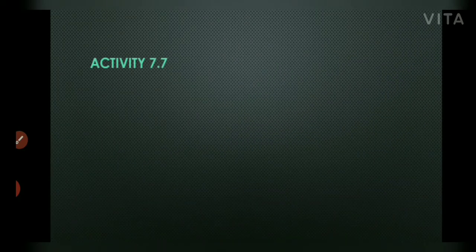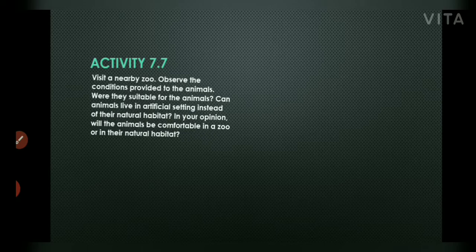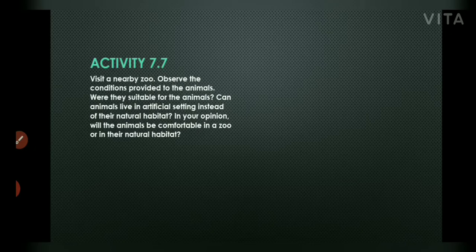Now this is Activity 7.7. Visit a nearby zoo. Observe the conditions provided to the animals. Were they suitable for the animals? Can animals live in an artificial setting instead of their natural habitat? In your opinion, will the animals be comfortable in a zoo or in their natural habitat? Comment down.